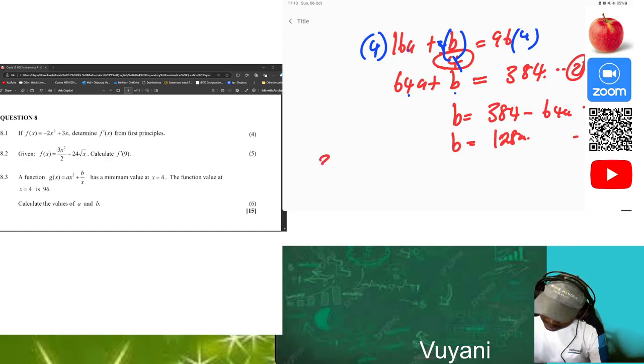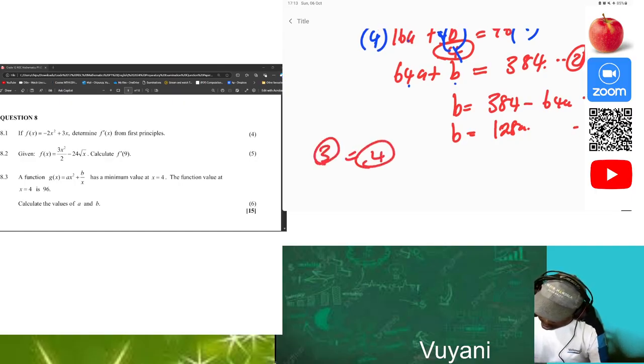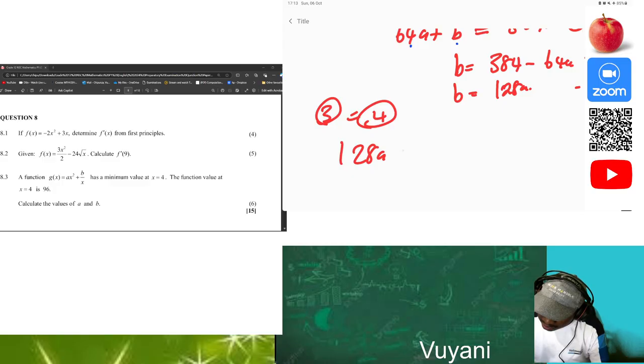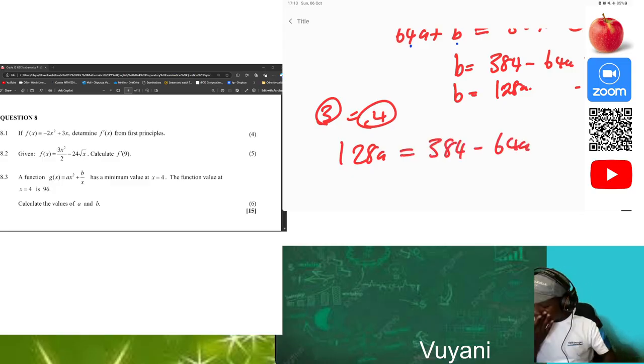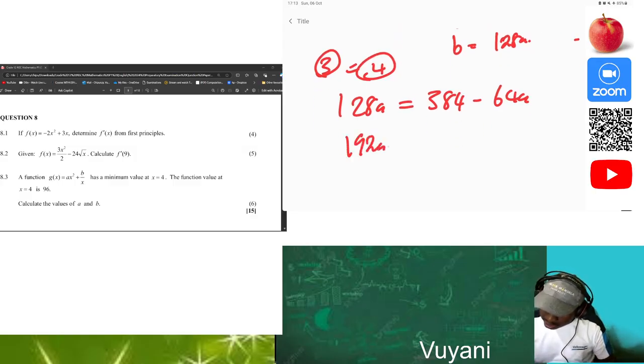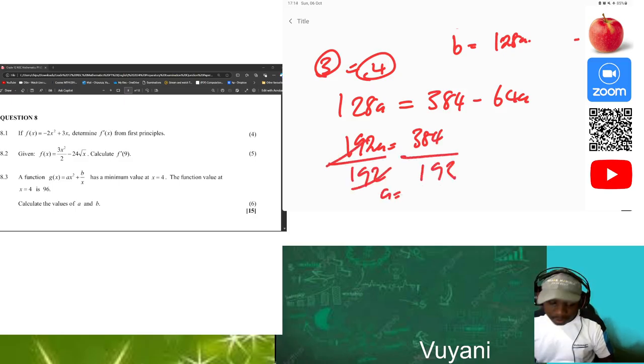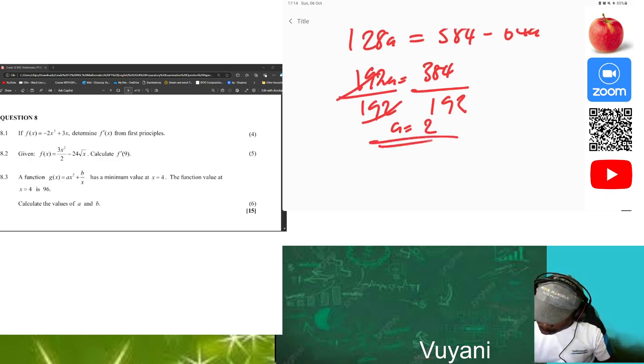So we can equate 3 to 4. That will give us 128A is equal to 384 minus 64A. Then of course 128 plus 64 gives me 192A, which is equal to 384. We divide all through by 192. Then our A value will be equal to 384 divided by 192, so we get A equal to 2.